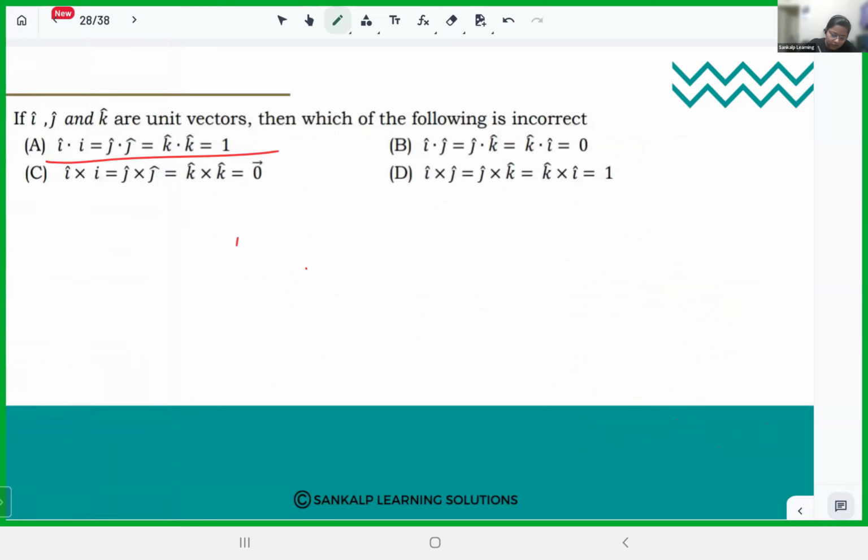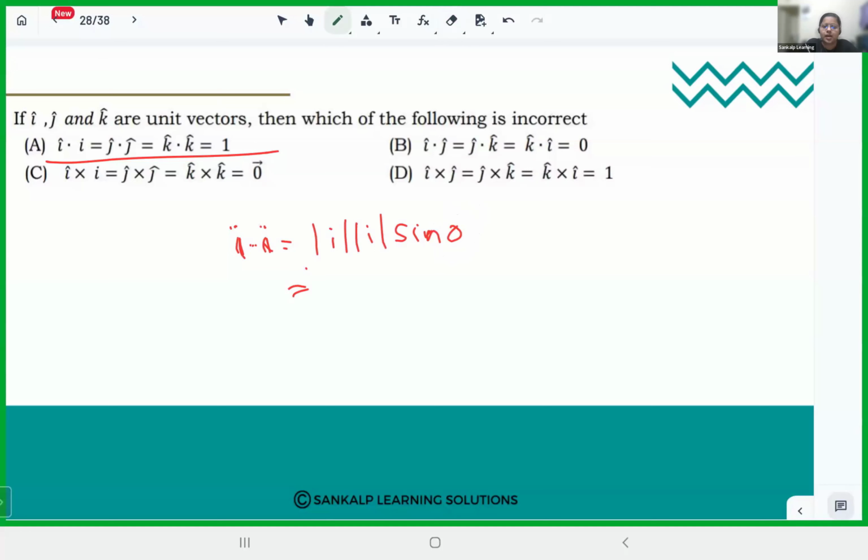What is the reason? i dot i, we know, is magnitude of i into magnitude of i into the angular term, since it is a dot product. This is a formula. Here, since this is i dot i, they are the same vector. What is the value of theta here? The value of theta will be equal to 0 because they are the same vector. Same vectors have the angle 0.